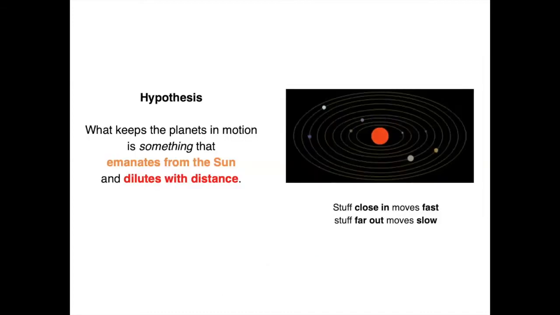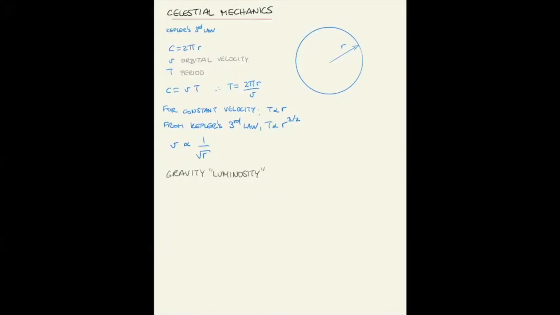Now Kepler realized that this law suggests that whatever is keeping the planets in motion is something that emanates from the sun and wanes with the distance, like light. So if it is like the behavior of light, then let's imagine a gravity luminosity, call it Lg, that emanates from the sun with a constant rate. So as it flows outwards, it spreads itself over progressively larger areas.